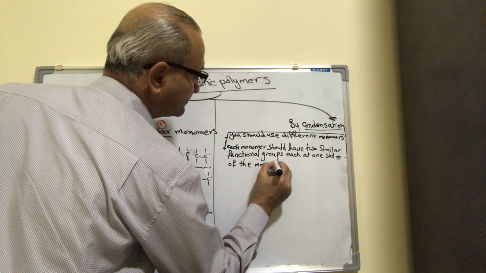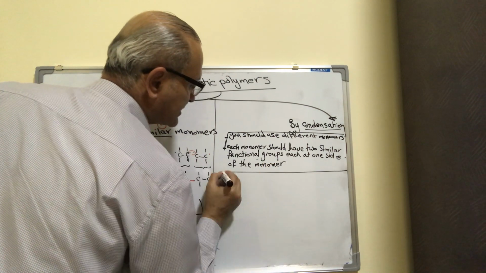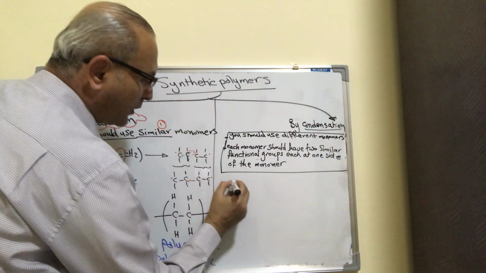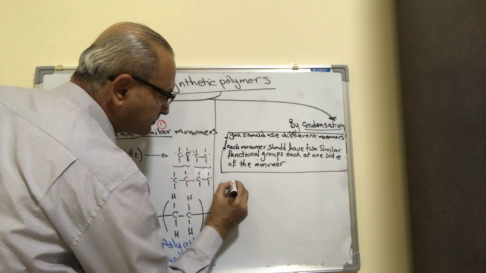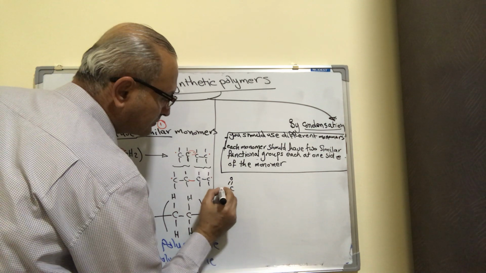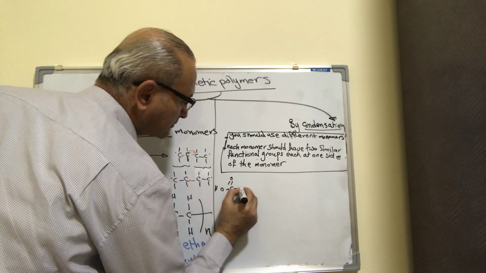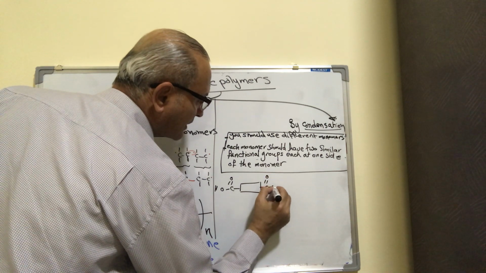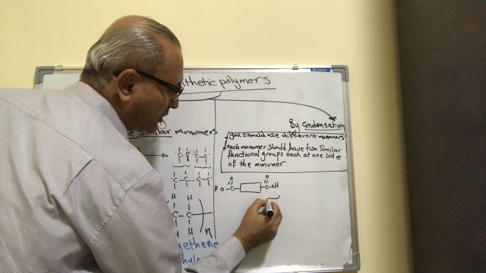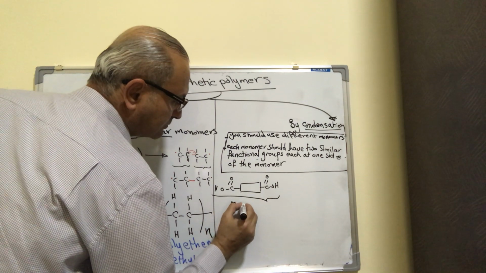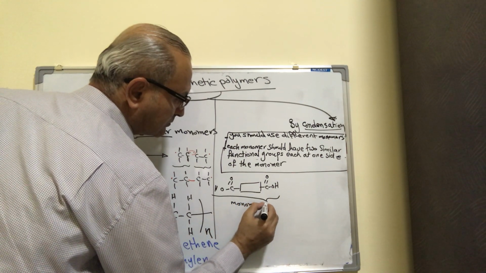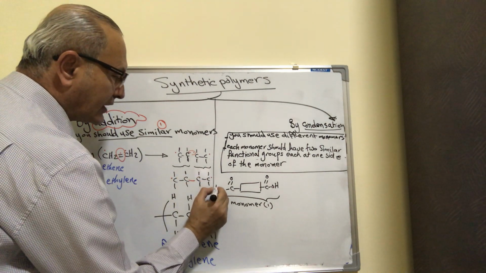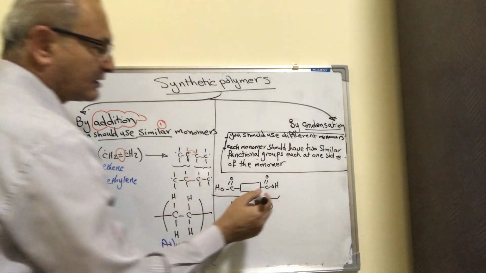Let's see an example. Here, I should use different monomers. One monomer is like that. This is one monomer, monomer 1. What about the other monomer? Let me give you an example for the other different monomer.